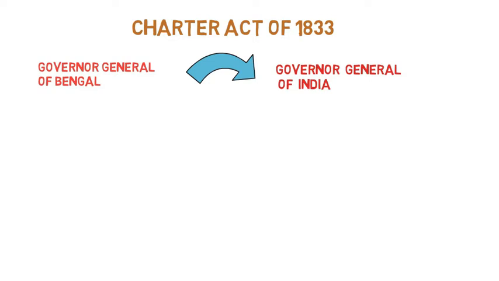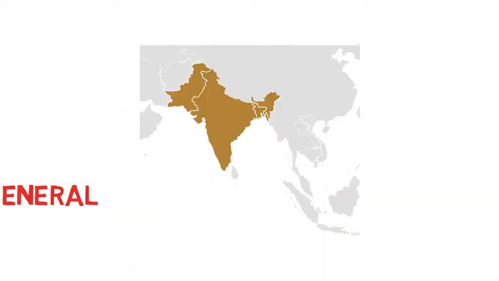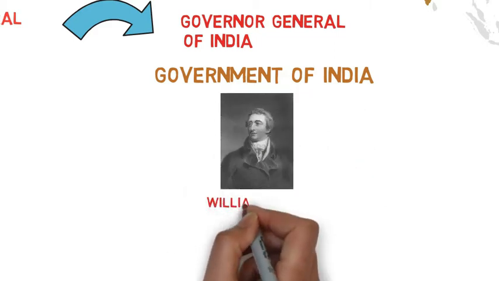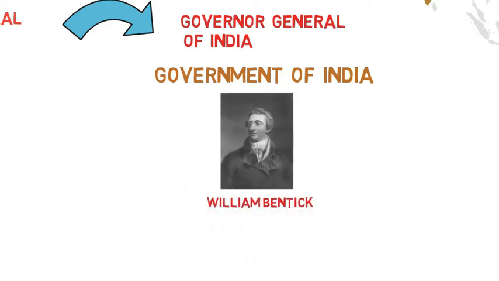Over the years, the East India Company had expanded its control across India. So for the first time, a Government of India was created, having authority over the entire territorial area possessed by the British in India. William Bentinck became the first Governor General of India.